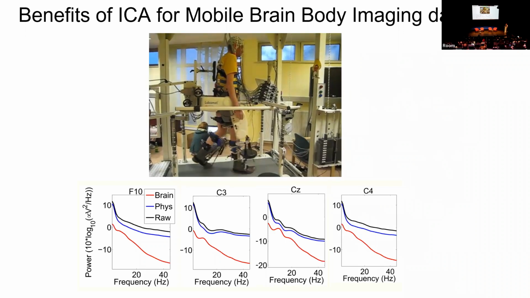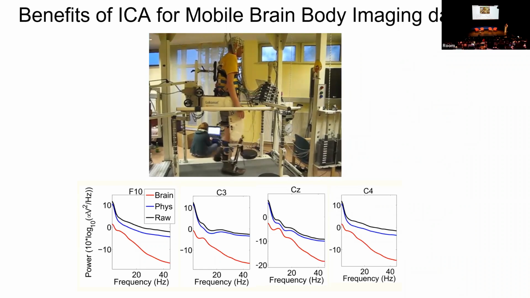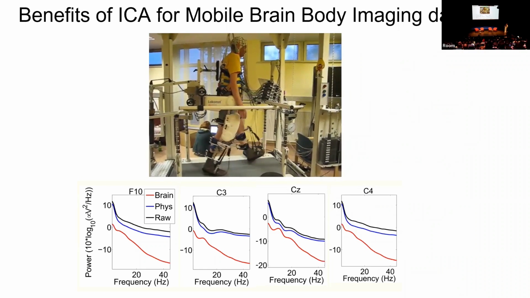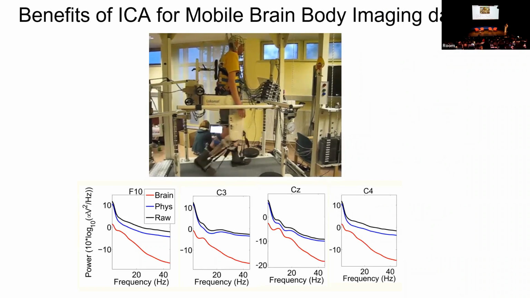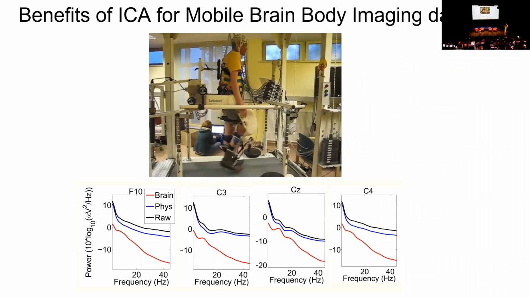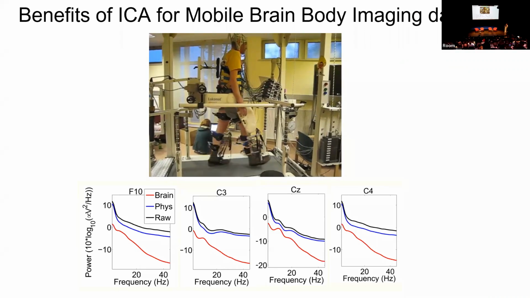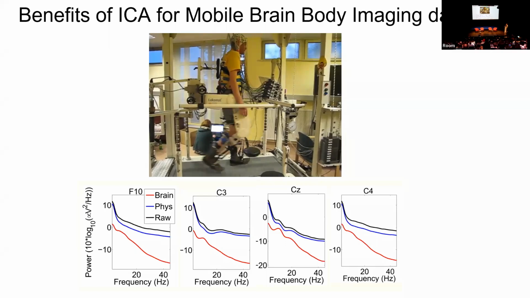And for example, here, we recorded people walking in a gait robot, and we ran ICA, and then you can see, for example, if you just keep brain components, or brain plus physiological noise, or just the raw data, these are basically the spectra at the different channels. And you can see that the signal can be completely buried in noise, because if you don't remove any components, you will have a spectrum that is flat like this.